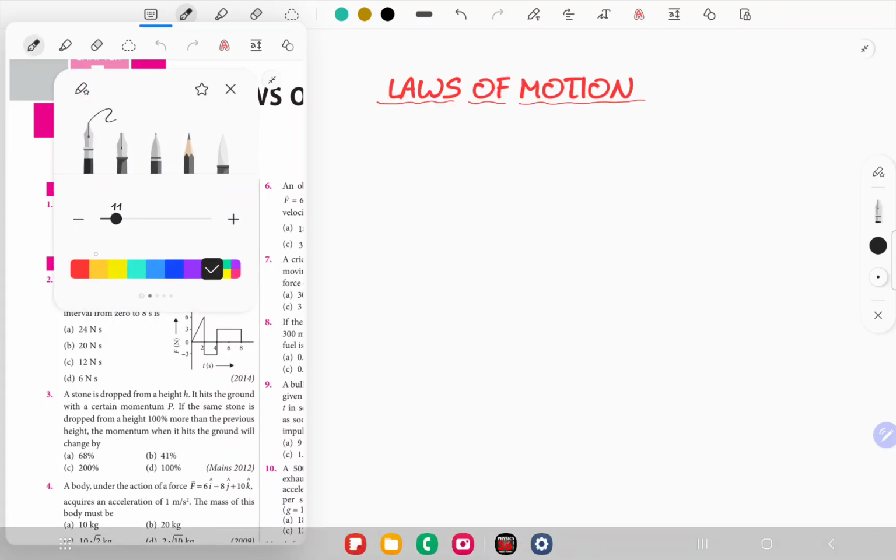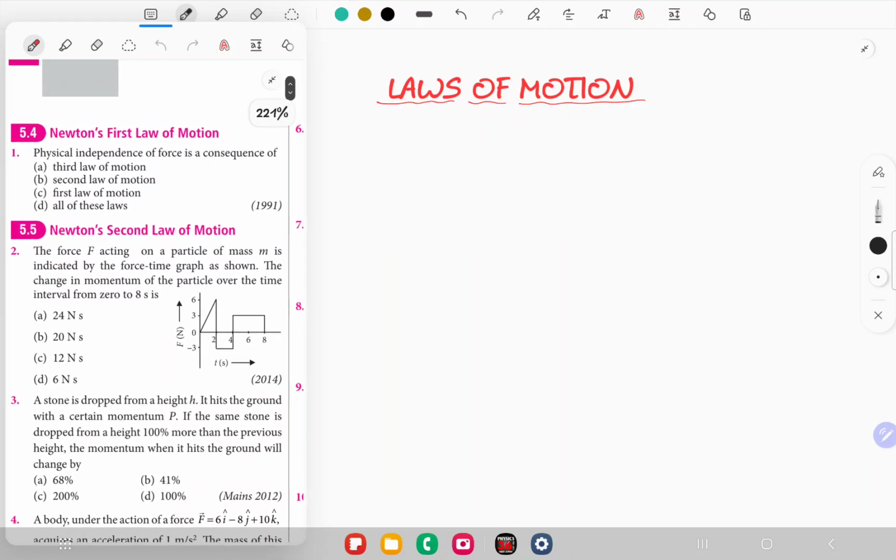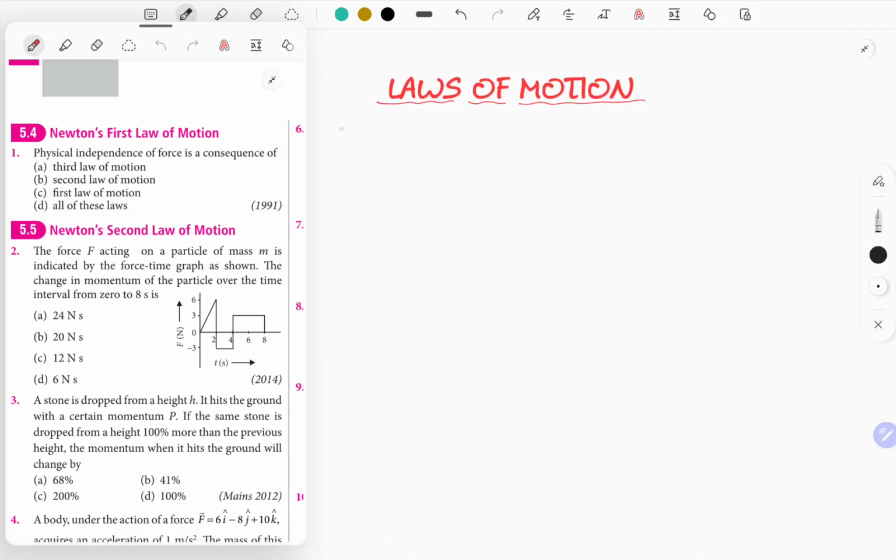Now observe question number 1. It's based on Newton's first law of motion. Let's see just what is the first law of motion. Newton's first law is, we know that any object which is initially at rest or under constant motion continues so unless an external force acts on that object. That means acceleration of that object is equal to 0 if and only if F net acting on the system is 0.